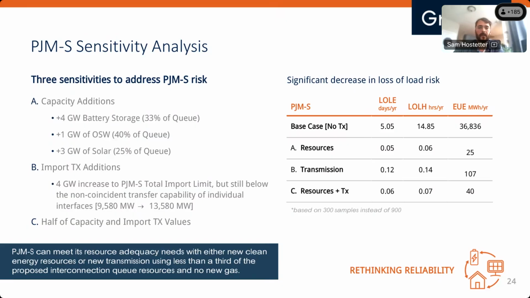So to address this risk, we introduced 3 sensitivities. Sensitivity A of capacity additions, we added 4 gigawatts of battery storage, mirrored with about 4 gigawatts of additional renewables into the region. Sensitivity B, we took a different approach. We added 4 gigawatts to PJM South's total import limit, bringing it to just under 14 gigawatts in total.